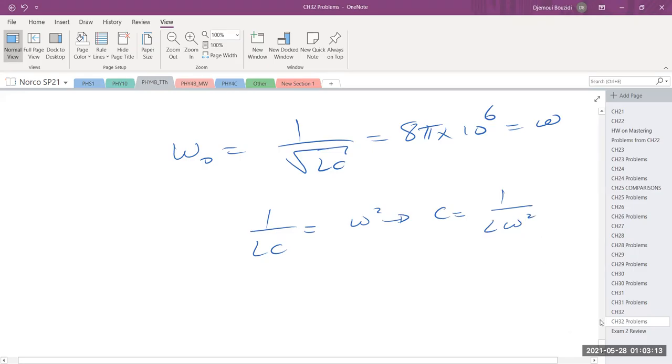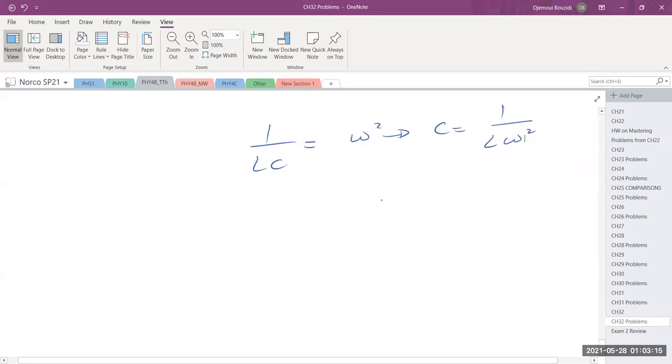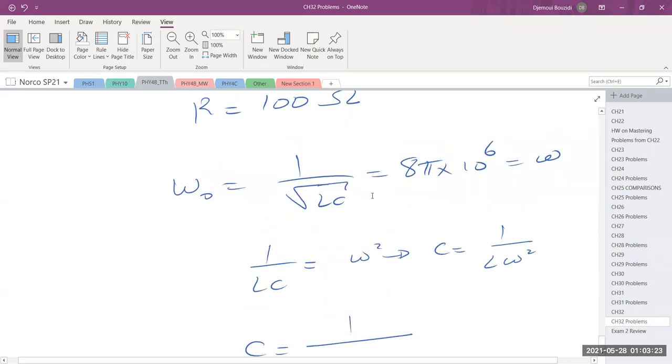And if I do the math properly, I should find the correct value for C. So C should be 1 over L. L, they said, is 78 millihenry. Microhenry or millihenry?